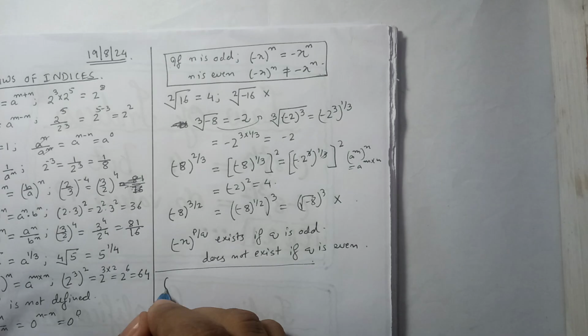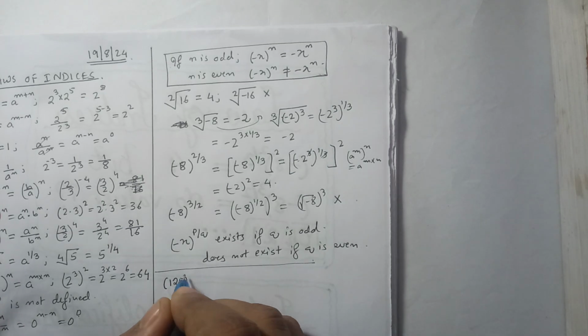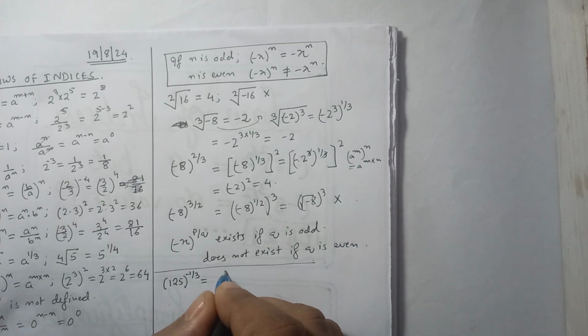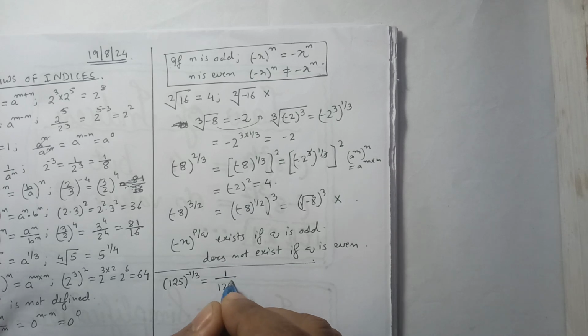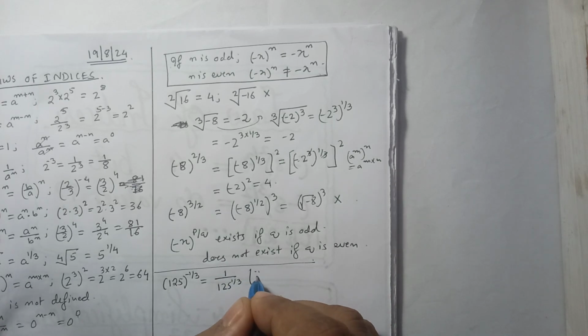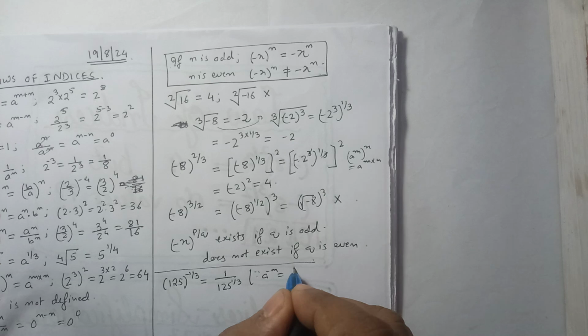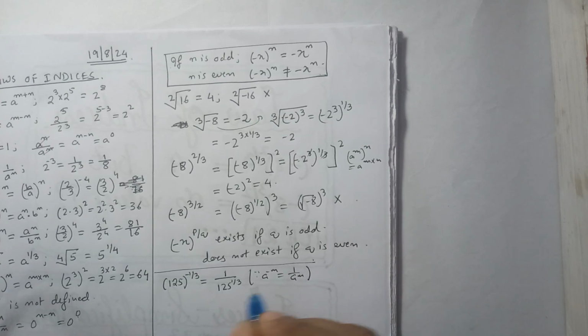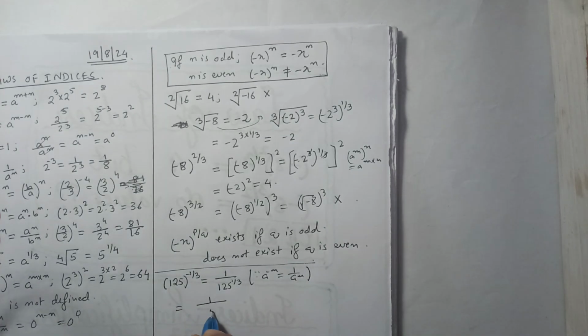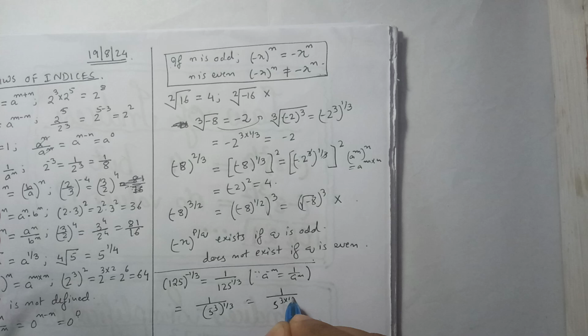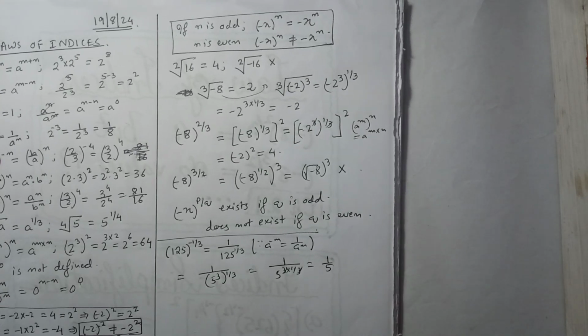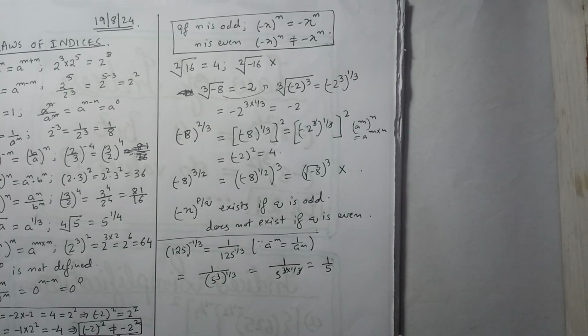Next, if I have 125 to the power of minus 1/3, clearly I can write 1 by 125 to the power of 1/3, since a to the power of minus n is equal to 1 by a to the power of n. This implies 1 by (5^3)^(1/3), which is 1 by 5^(3 into 1/3), so 1 by 5, right?